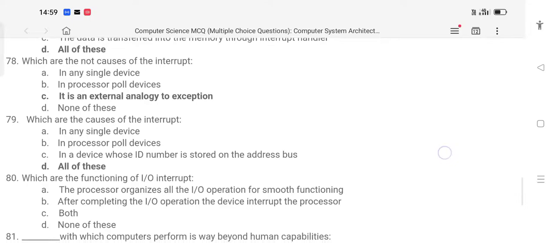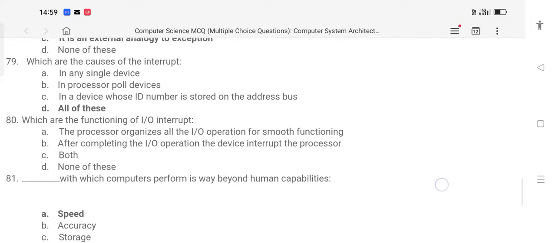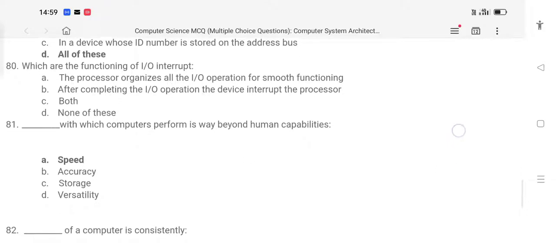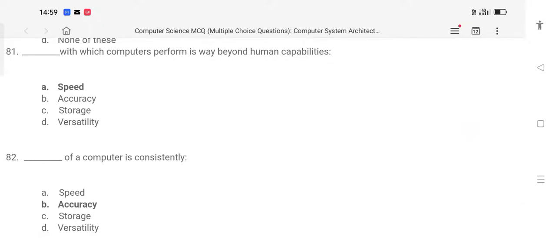It is an external analog to exception. Which are the causes of the interrupt? All of this, everything will come. Which are the functions of IO interrupt? The processor organizes IO operations for smooth functioning after the both. Answer both. Dash which the computer performs beyond human capabilities?